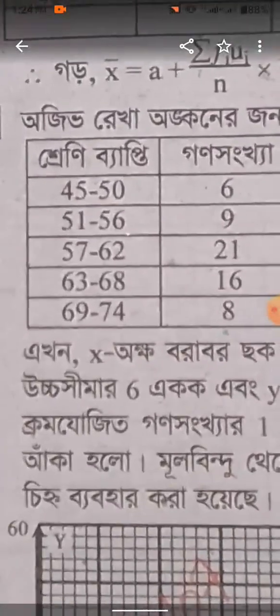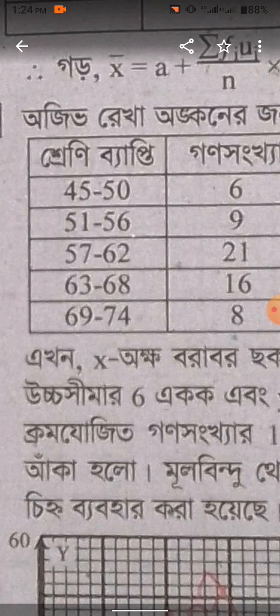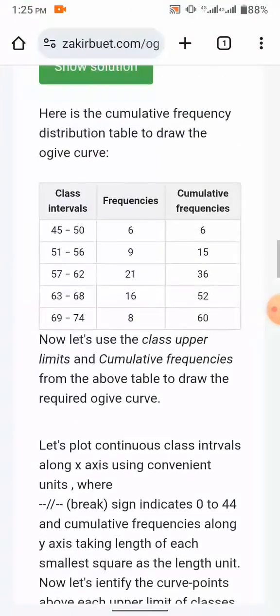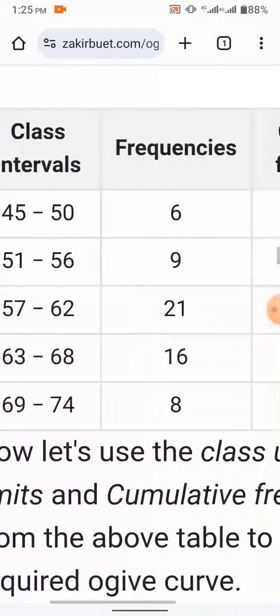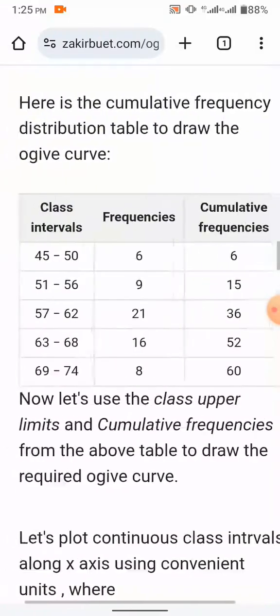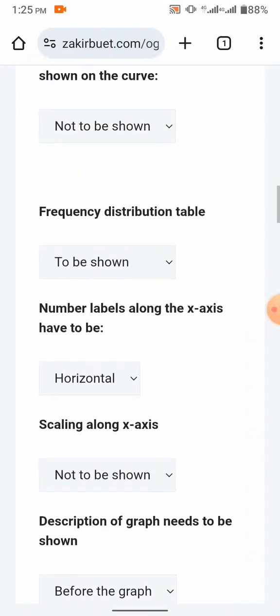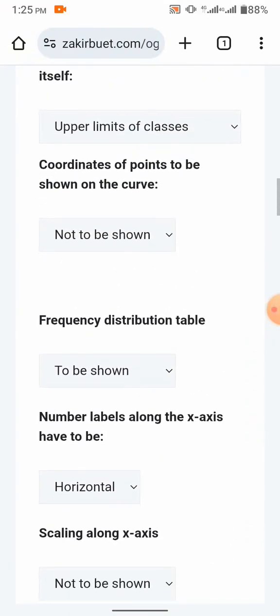Now let's take the table. It's 45 to 50, the first class, and 69 to 74, the last class. See, it is the same thing. So I guess now you know how to use the app, but there are some other handles or maybe options I should introduce you to.